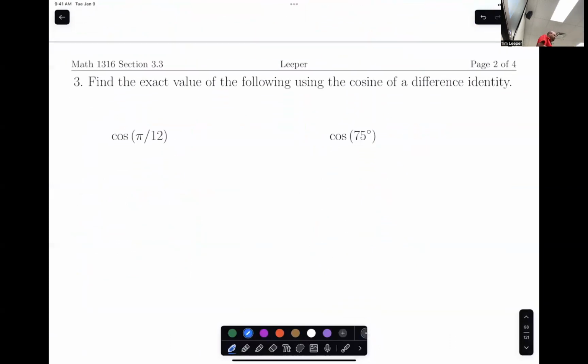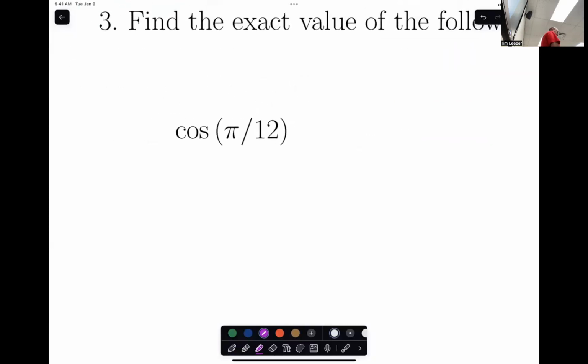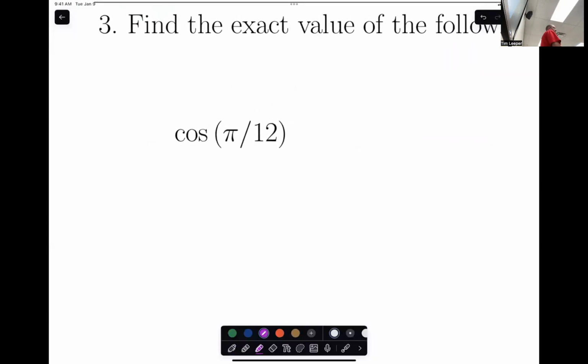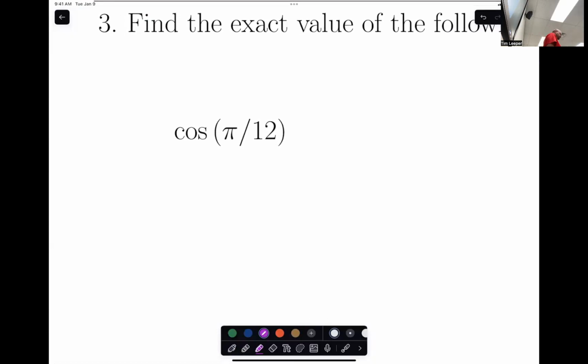Good deal. Number 3, find the exact value of the following using the cosine of a difference identity. Now, again, we have to read what's asked for. It is the cosine of a difference identity. So cosine of pi over 12. Notice that this is using radians, right? So you tell me, what are these special angles for radians?